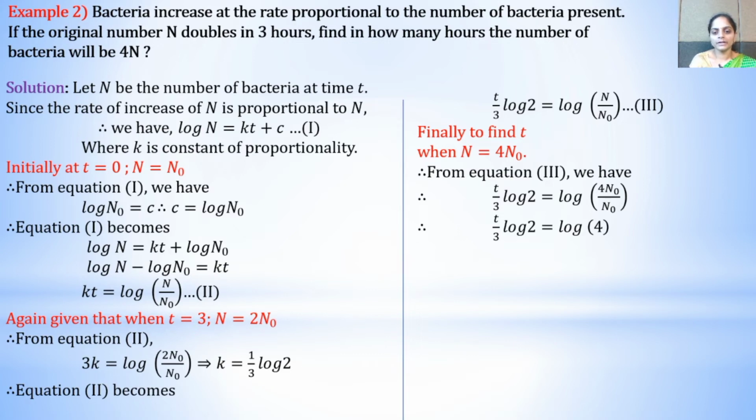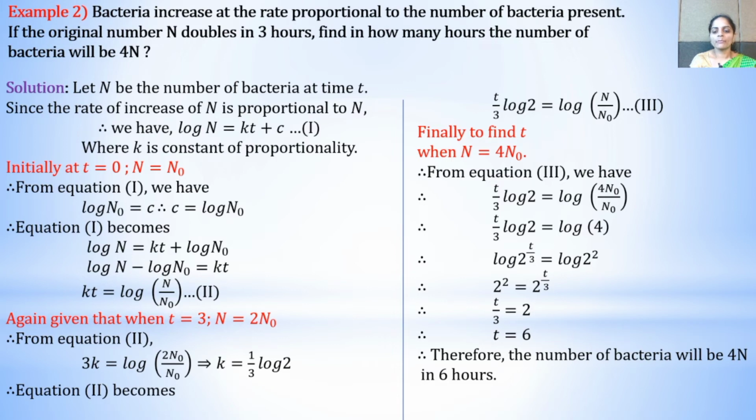We know that n into log m is equal to log m raised to n. So this equation becomes log of 2 raised to t by 3 is equal to log of 2 raised to 2. Also we know that if log m is equal to log n, then m equals n. So we get 2 raised to t by 3 is equal to 2 raised to 2. Therefore, t by 3 is equal to 2. Therefore, t equal to 6. Therefore, the number of bacteria will be 4N in 6 hours.